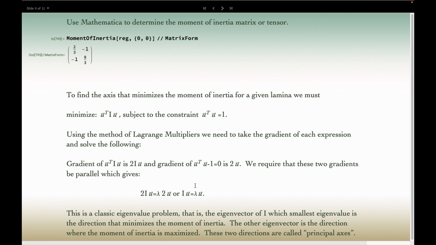Dividing both sides by 2, we see that to find the direction that minimizes the moment of inertia requires that we solve this equation, and this is a classic eigenvalue problem. In other words, the direction that minimizes the moment of inertia is one of the eigenvectors of this matrix. Specifically, it's the eigenvector associated with the smallest eigenvalue. The two eigenvectors for this matrix are referred to as the principal axes.